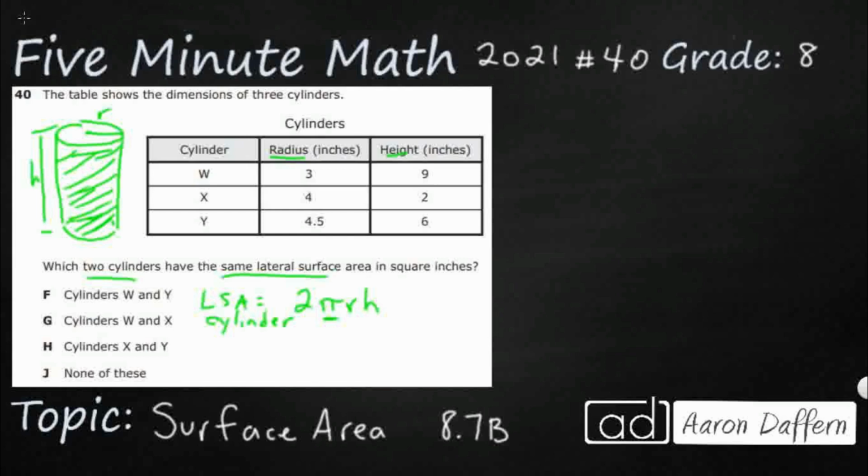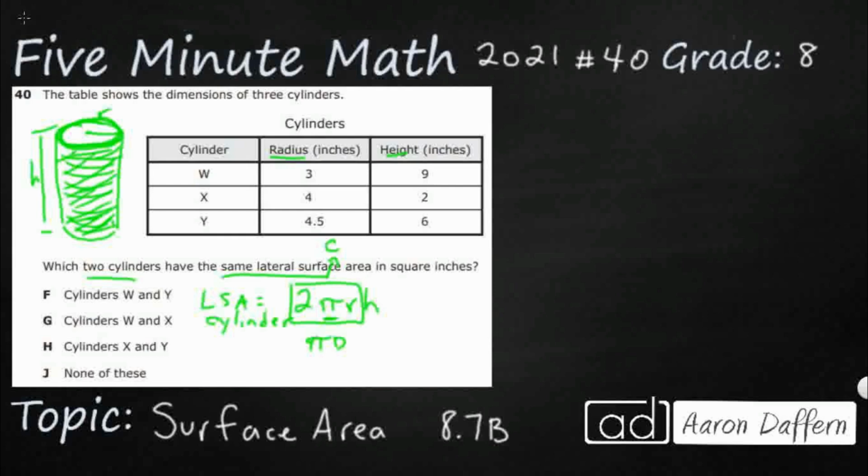But 2 pi r should be familiar because this is actually the circumference. That's how you find the circumference of a circle: you double the radius to get the diameter. And then you multiply that by the height. So you're getting basically the perimeter of the circle, if you want to think of it like that, and multiplying that by the height to see how many stacks of those you get all the way down. So that's the lateral surface area.